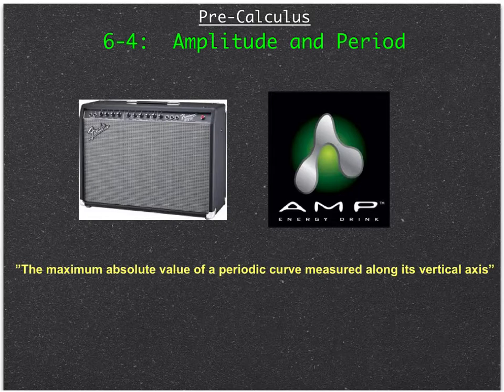So when you think about amplitude, first of all, you might think of an amp like this for an electric guitar or other instruments, or some of you probably like this kind of energy drink amp. But what we mean by amplitude in trigonometry anyway is the maximum absolute value of a periodic curve measured along its vertical axis. That's kind of a mouthful of a definition for sure, but I think you'll be able to get the hang of it as we look at some more.